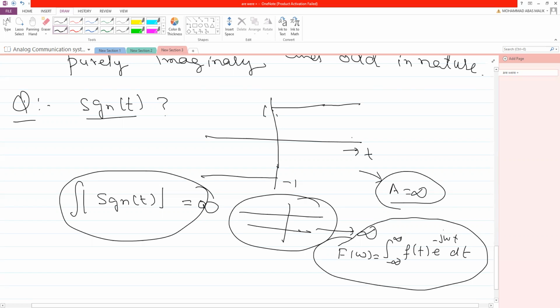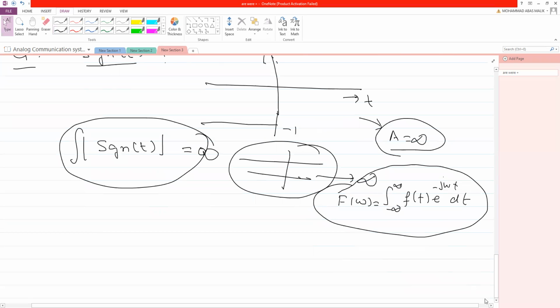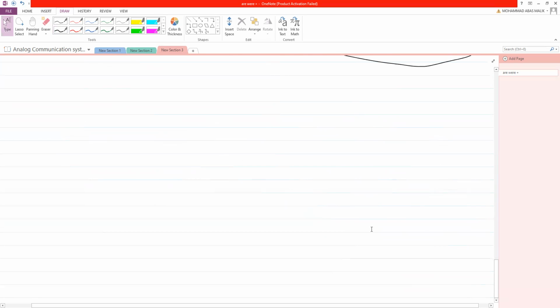Actually, this is a power signal. So for power signals, there are some indirect means to calculate its Fourier transform. And what is that? We will try to understand.